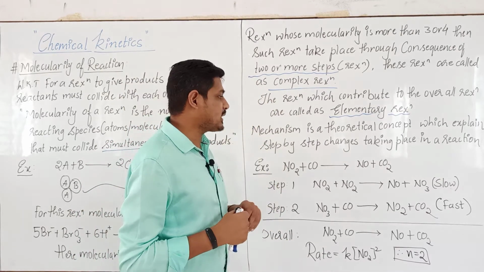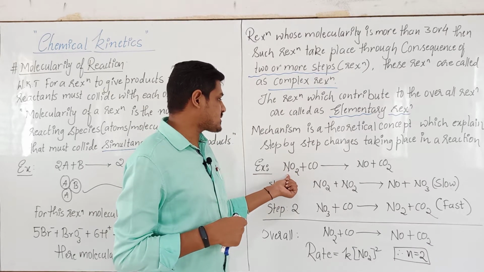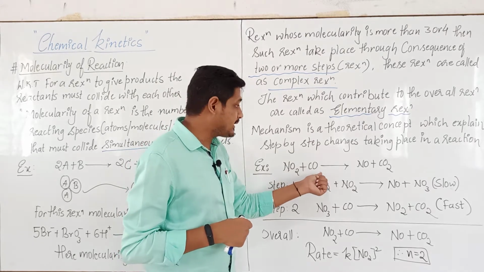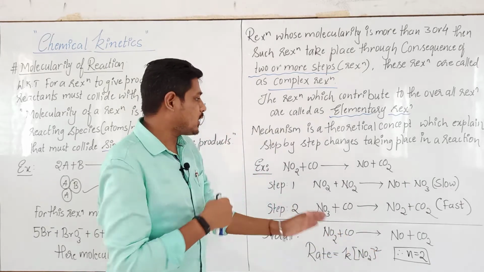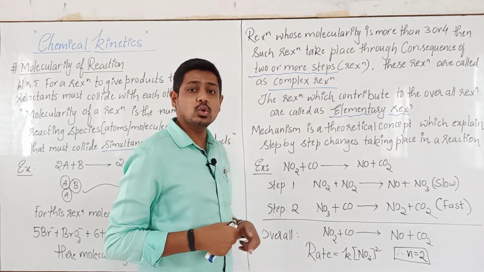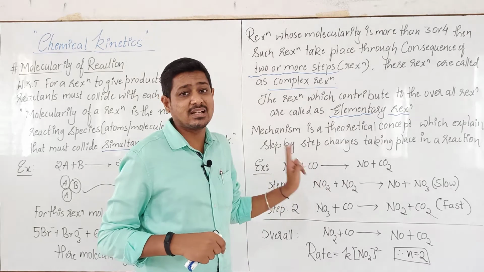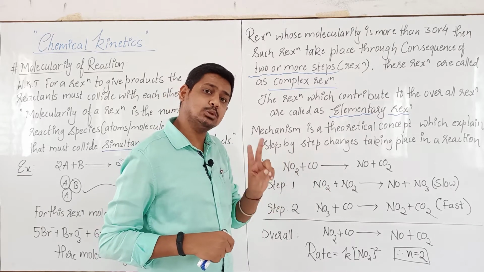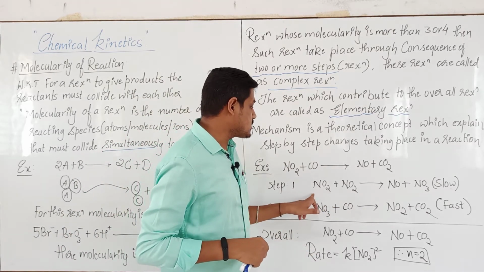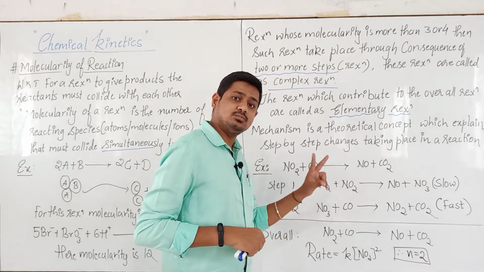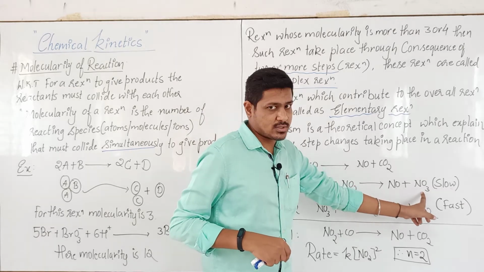Here is one example I have taken. Nitrogen peroxide combines with carbon monoxide to give nitric oxide and carbon dioxide. Now it involves 2 reacting species, but even though there are 2 reacting species, this is not a single step reaction, but it takes place in 2 steps. What are those 2 steps? Let us see. In the first step, 2 nitrogen peroxide molecules collide and give nitric oxide and nitrogen trioxide.